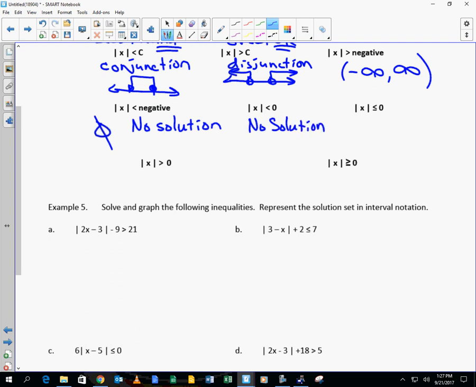The next one is very similar. You already told me it can't be less than zero, but could it be equal to? Yes. So there is one solution here.